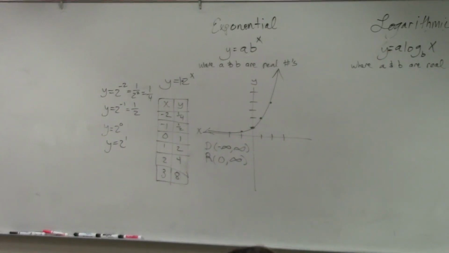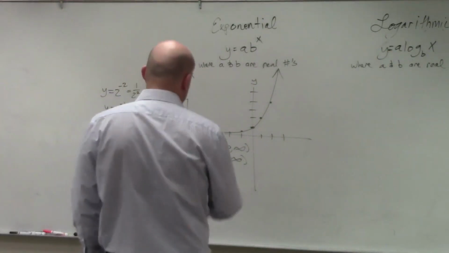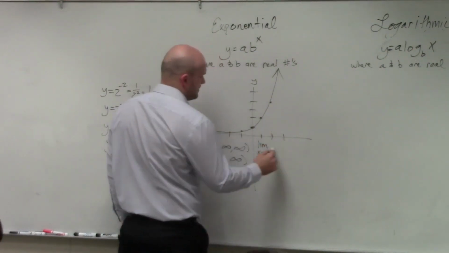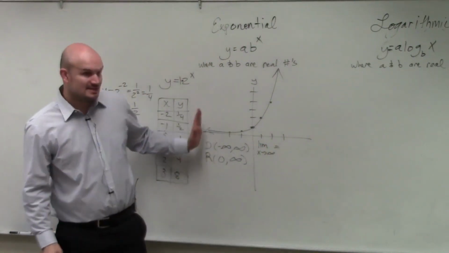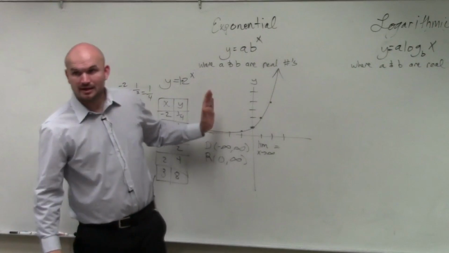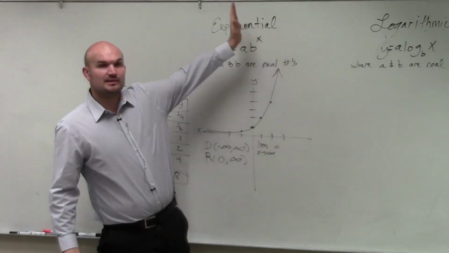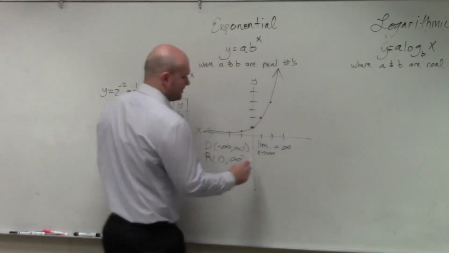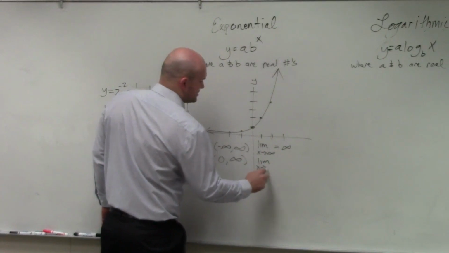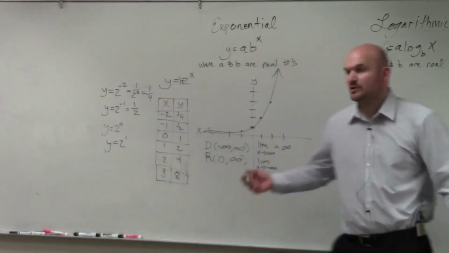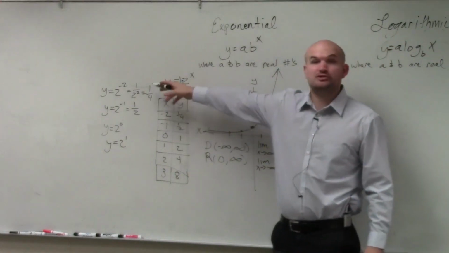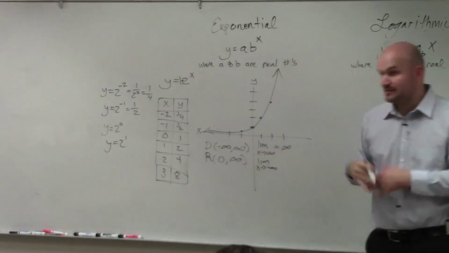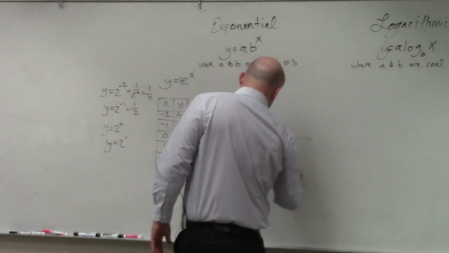But let's go back over to limits. Let's not forget our limits. And let's look at the limit as x approaches infinity. As x is going to the right, you can see that the graph is shooting up towards positive infinity. And as x approaches negative infinity, you can see these keep getting to be larger and larger fractions. And larger fractions are going to converge on the number 0. So the limit as x approaches negative infinity is going to equal 0.